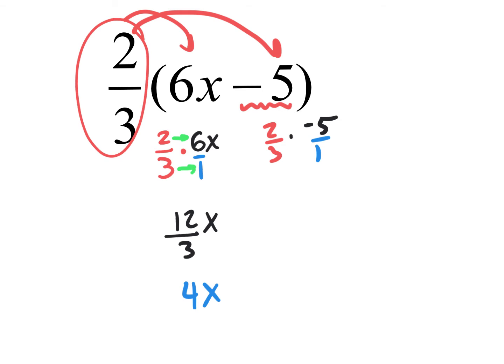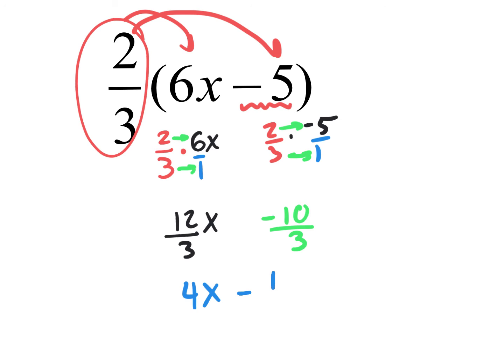And you're going to multiply again the top with the top. What's 2 times negative 5? Negative 10. Yeah, that's right. Over 3 times 1? 3. Could we reduce here? No. So I'm just going to bring it down and leave it there as part of my answer.